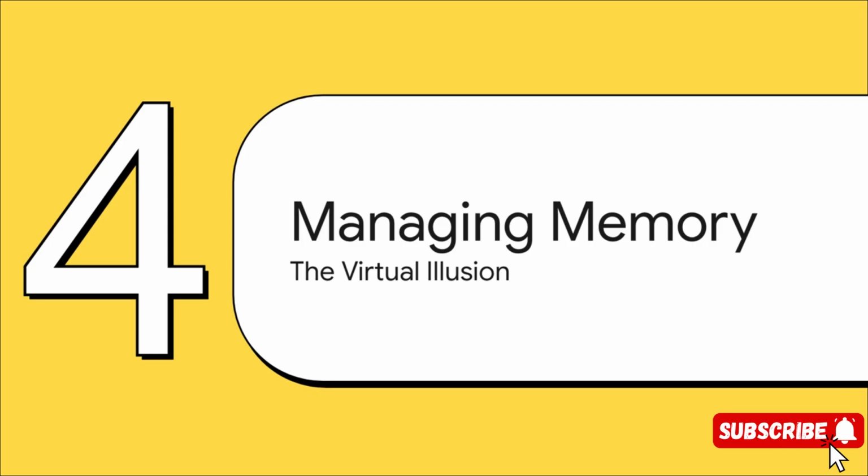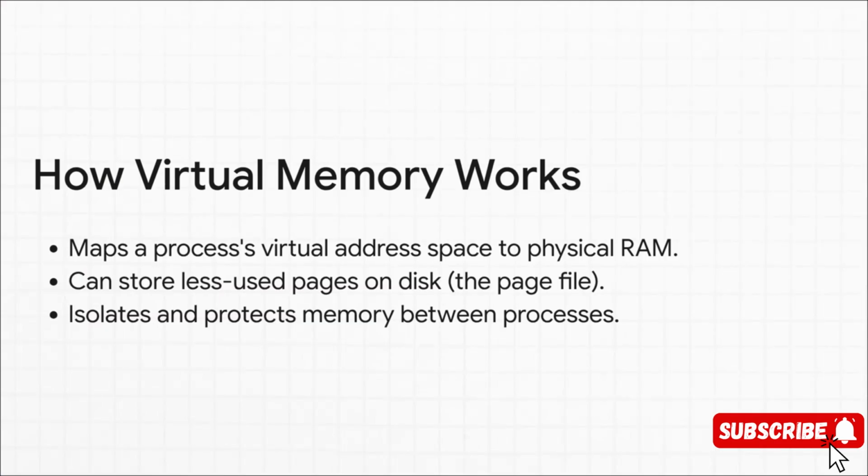On to section 4, managing memory. Now this is where things get really, really clever. We're about to look at maybe the greatest magic trick a modern OS performs: the virtual illusion. It's how Windows convinces every single program that it has the entire computer's memory all to itself. So how does this trick work? Well, this diagram gives us a peek behind the curtain.